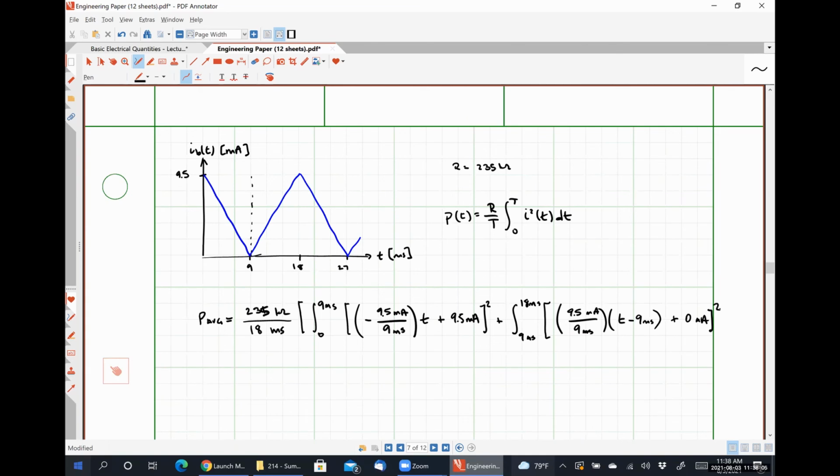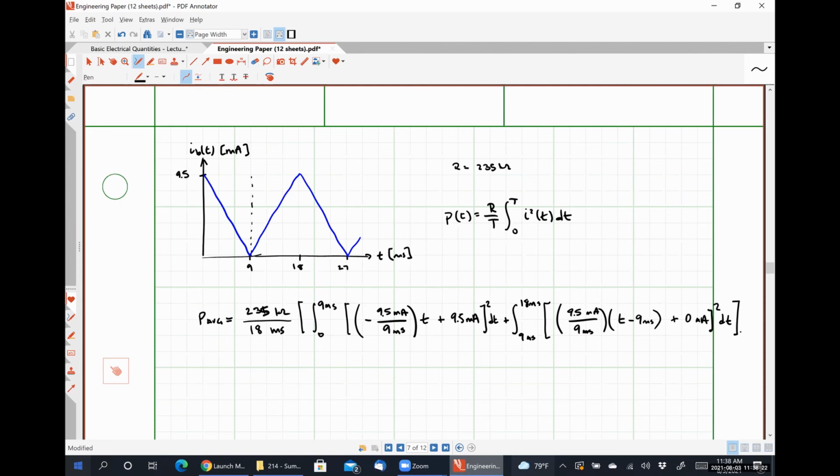Oh, and I forgot to put in my dt here. So I'll put it here. And then I need to close my brackets. So this is the formal way to do it.